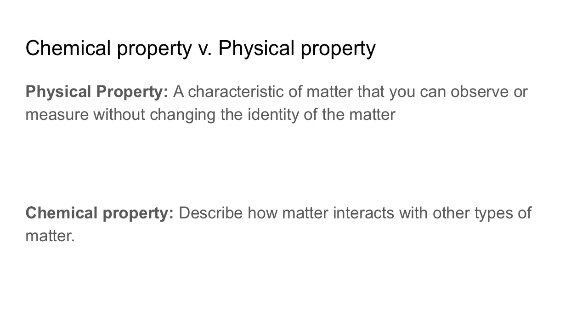A difference between that and a chemical property is that chemical properties describe how matter interacts with other types of matter, and they have to be observed while they're changing into a different substance. So we can't just observe these chemical properties on a substance without changing it. And so that's a huge difference between chemical and physical property, and knowing the difference between those two is what we're trying to do here.